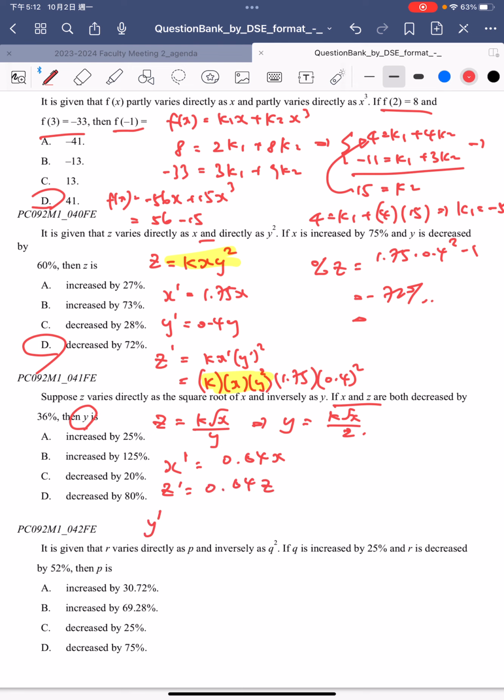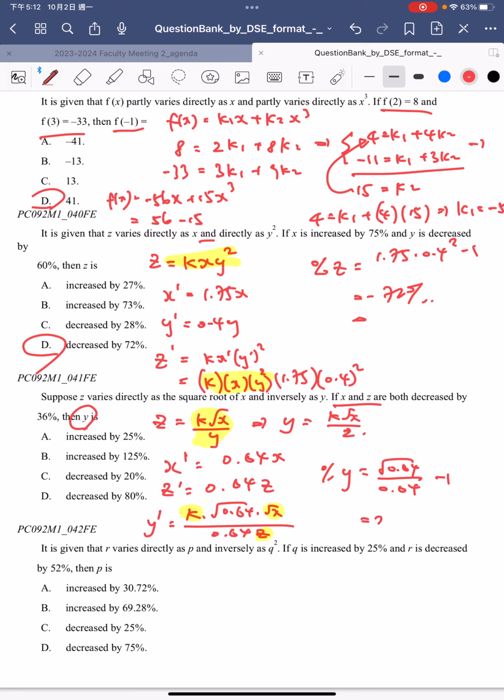So the new y is basically equal to k times the square root of 0.64 times the square root of x, divided by 0.64z. Bear in mind that k, square root x, and z are the common factor. So what we want is the percentage change of y, which is equal to the square root of 0.64 divided by 0.64 minus 1.